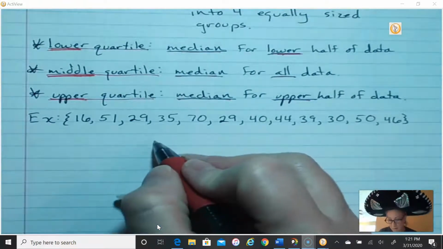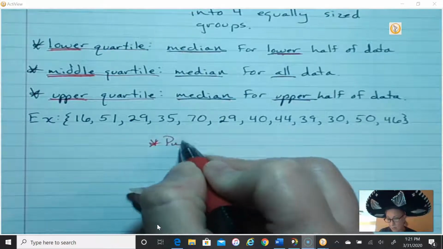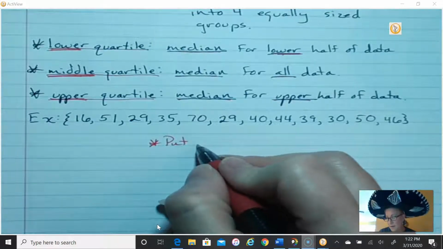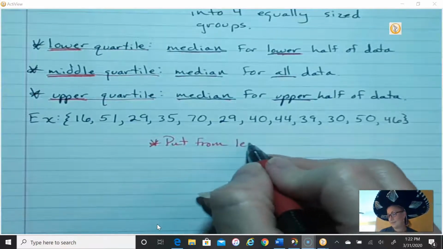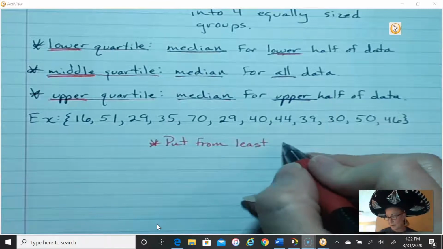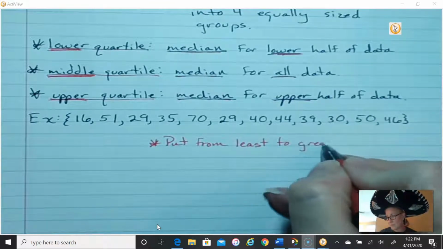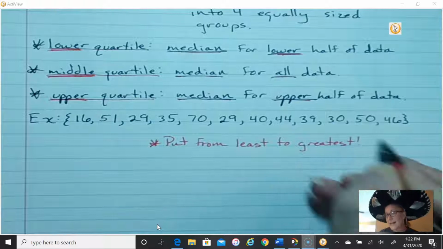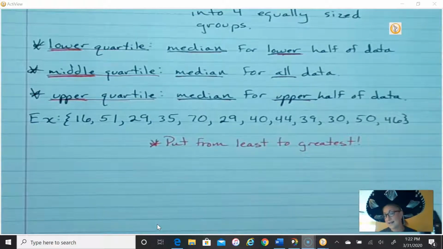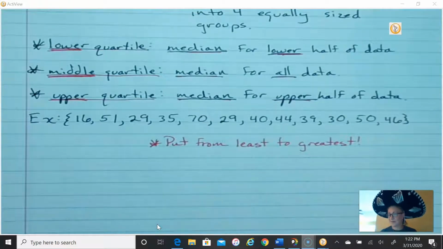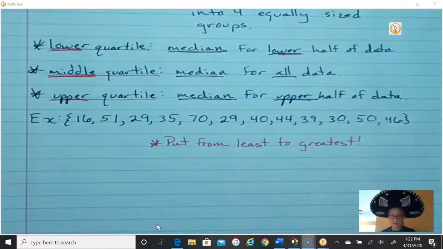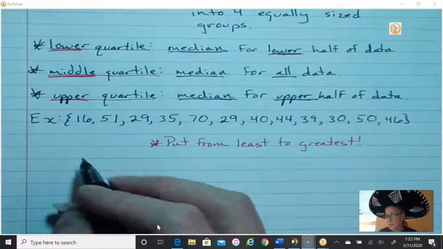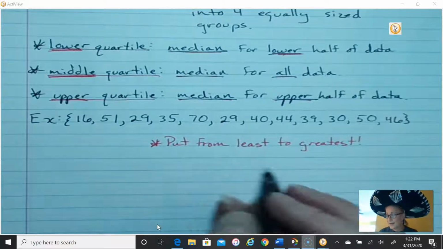Okay? You need to put it from least to greatest. Least to greatest. So you need to put all that from least to greatest. All right, so let's do that. The smallest number on here, you're correct, it's 16.